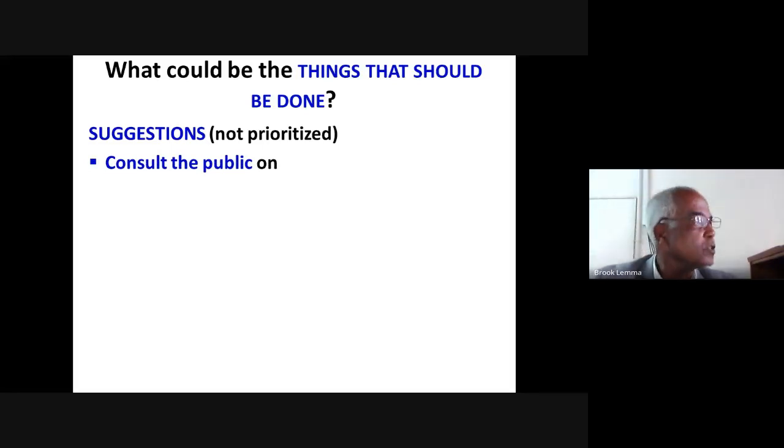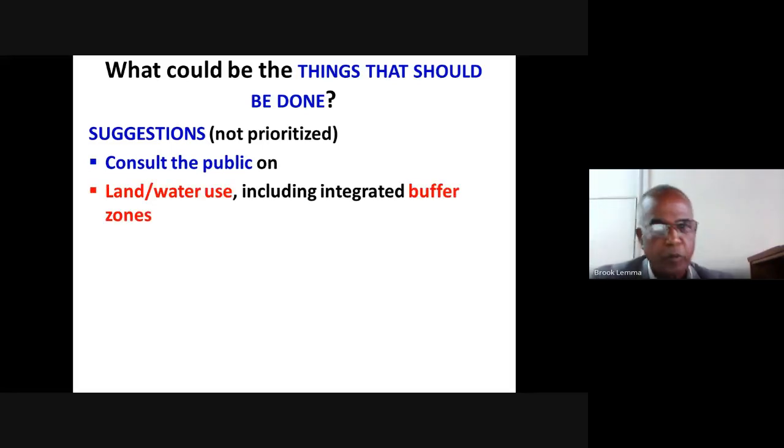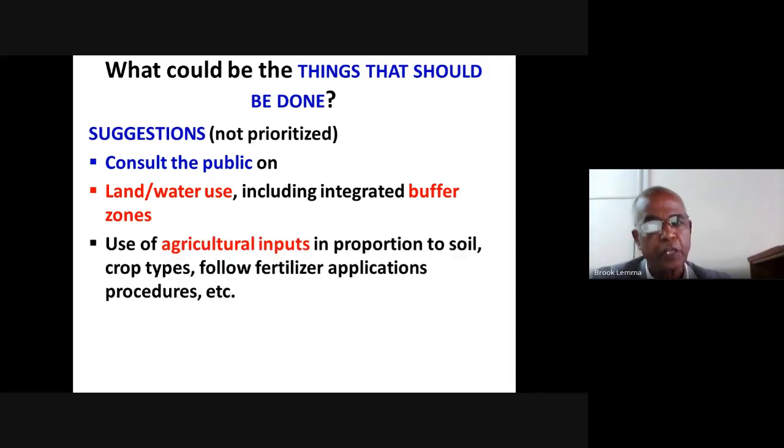The major thing is consulting the people. Land and water use, including buffer zone formation, is very important, I believe. Agricultural inputs should be proportional to soil and crop type, and follow fertilizer application procedures and so on. These are all done by tradition in this country. The government supplies fertilizers to the woredas or districts, then they go to the farmers' associations, and I've even seen children being asked by their parents to distribute fertilizers in the land.